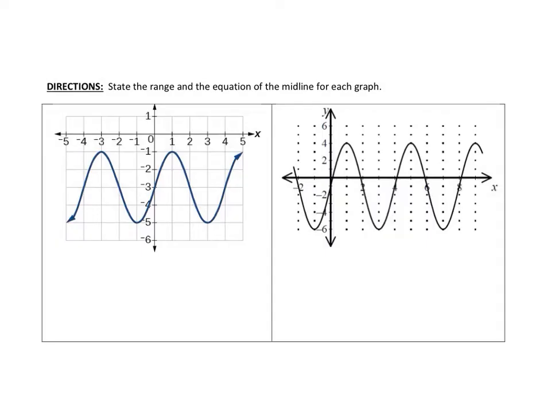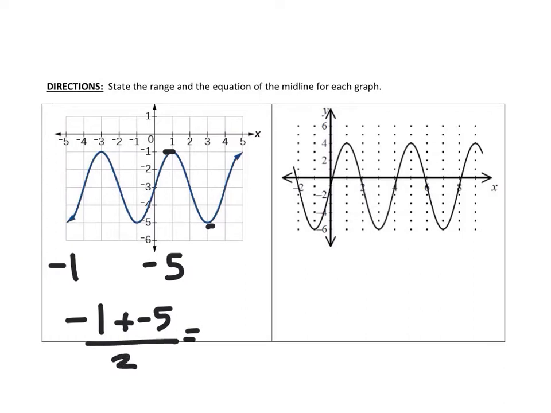All right, hopefully 2 easy questions here. State the range and the equation of the midline for each graph. It looks like my maximum is -1. My minimum is -5. So I need to find my midline, which remember is just the average. Average means take your max and min, add them, and divide by 2. So I would say my midline should be at -3. Let's draw it in and double check. 2 above, 2 below, bam, you know you're in the middle.